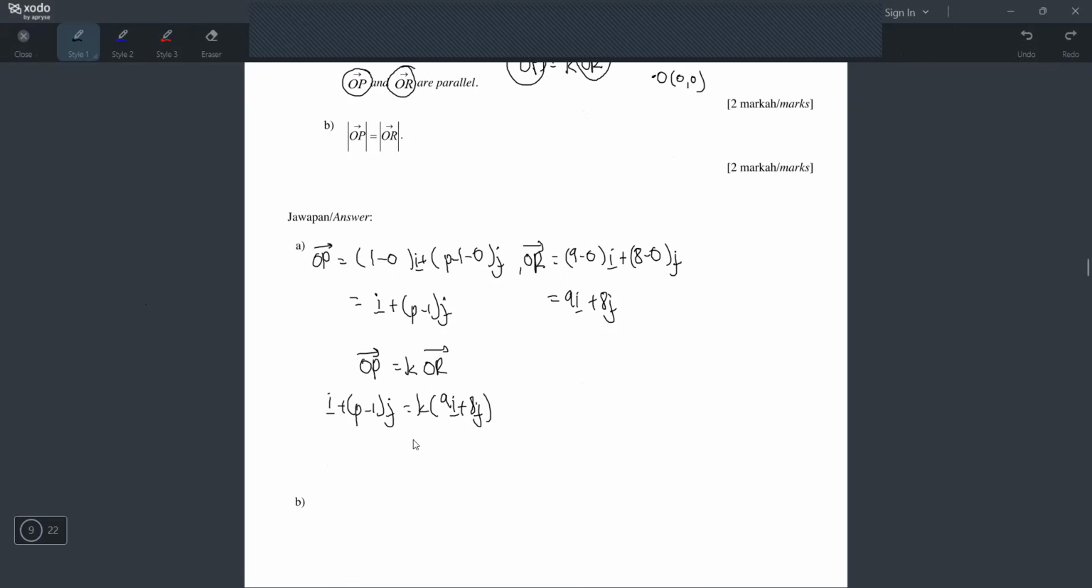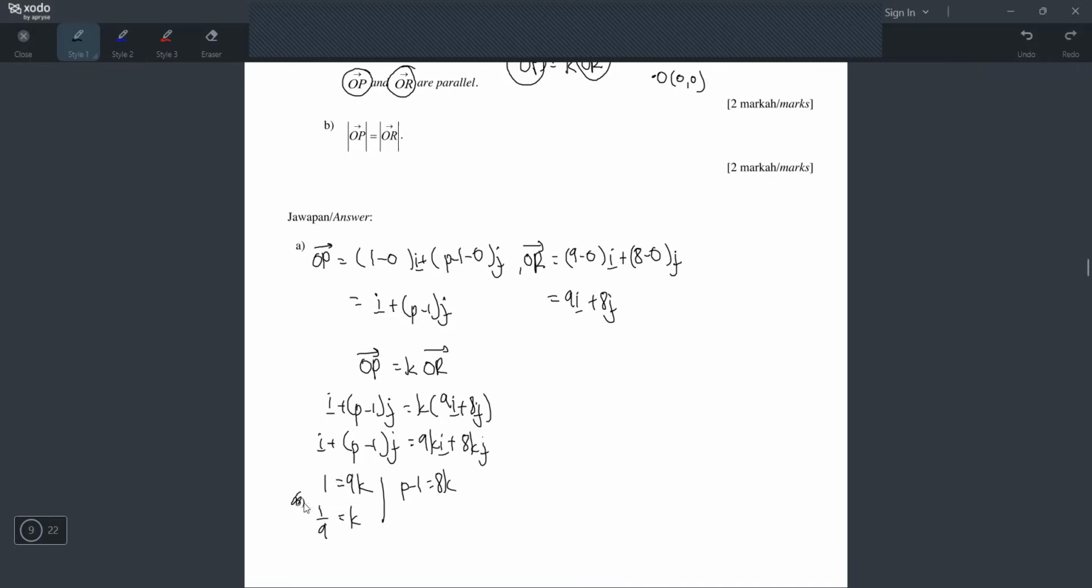Okay. Now what I do is I will expand this. After expanding, I just compare. So this one I leave it, I plus P minus 1j, and this one I expand. I'll get 9ki plus 8kj, and now I compare. How to compare? I will compare the coefficient of I with the coefficient of I. The coefficient of I is 1 here, and the coefficient of I here is 9k. So I compare them together. And then the coefficient of j, I compare with the coefficient of j. So P minus 1 equals 8k.